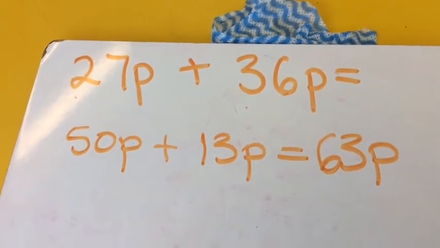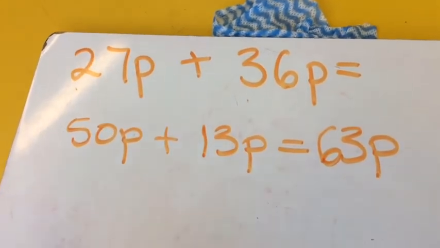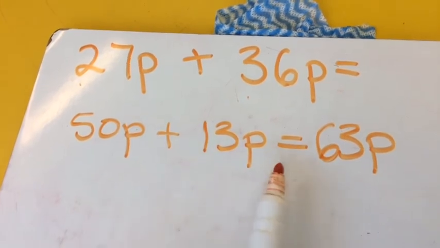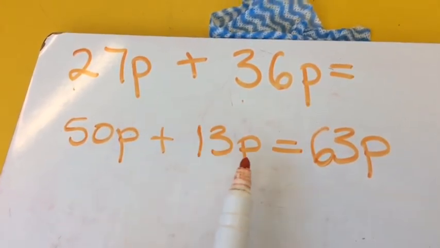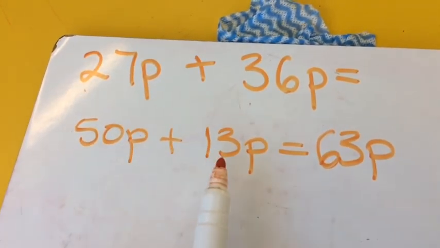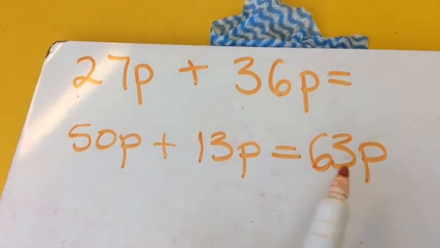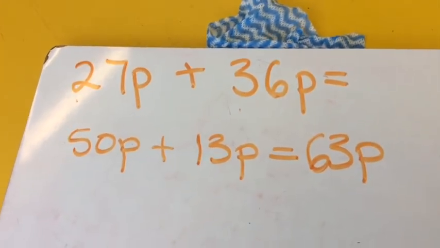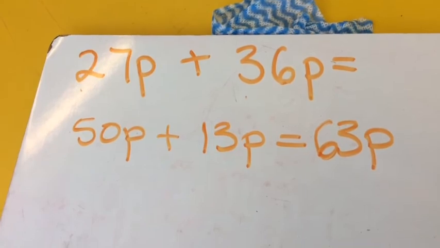So try and use coins if you want, 10p's and 1p's, or show me the working out, what's gone on in your head here. Add your 10s, add your 1s, find the total. Can you do 10 of those for me?